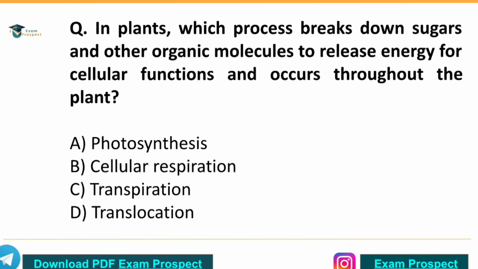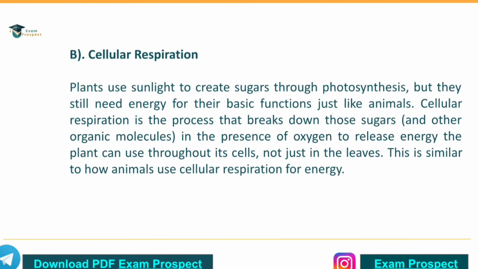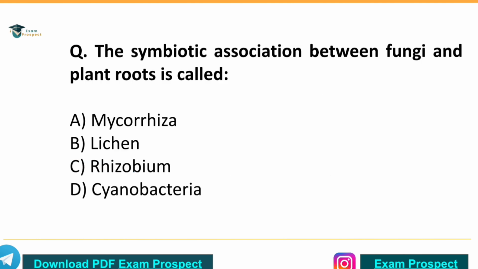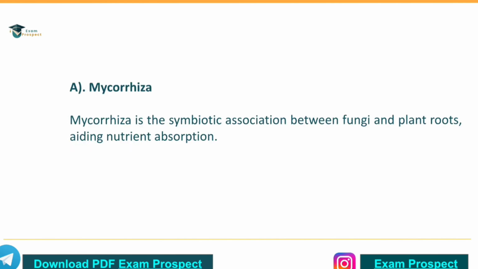Next question. In plants, which process breaks down sugars and other organic molecules to release energy for cellular functions and occurs throughout the plant? Correct answer is option B, cellular respiration. Next question, the symbiotic associations between fungi and plants' roots is called. Correct answer is option A, mycorrhizas.